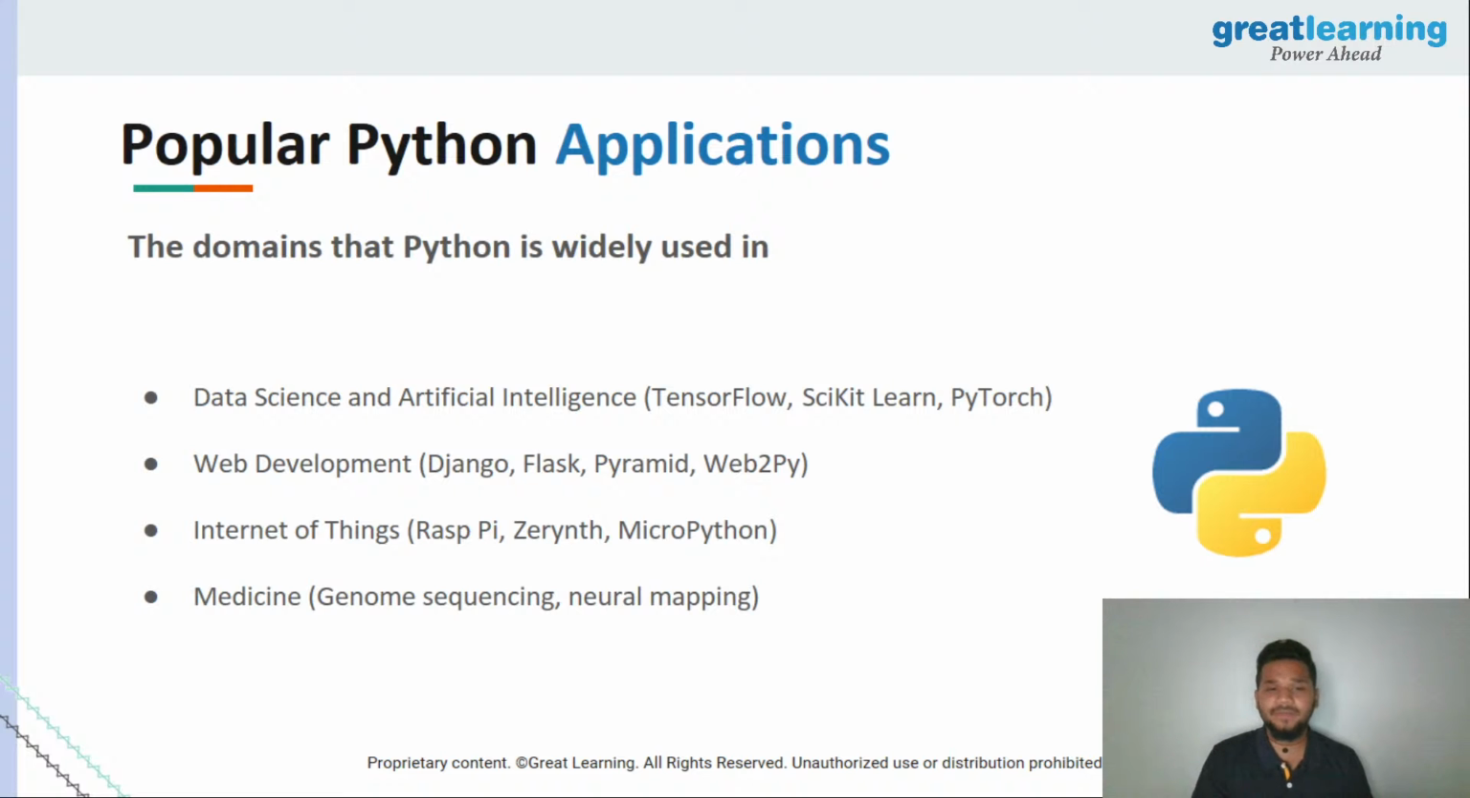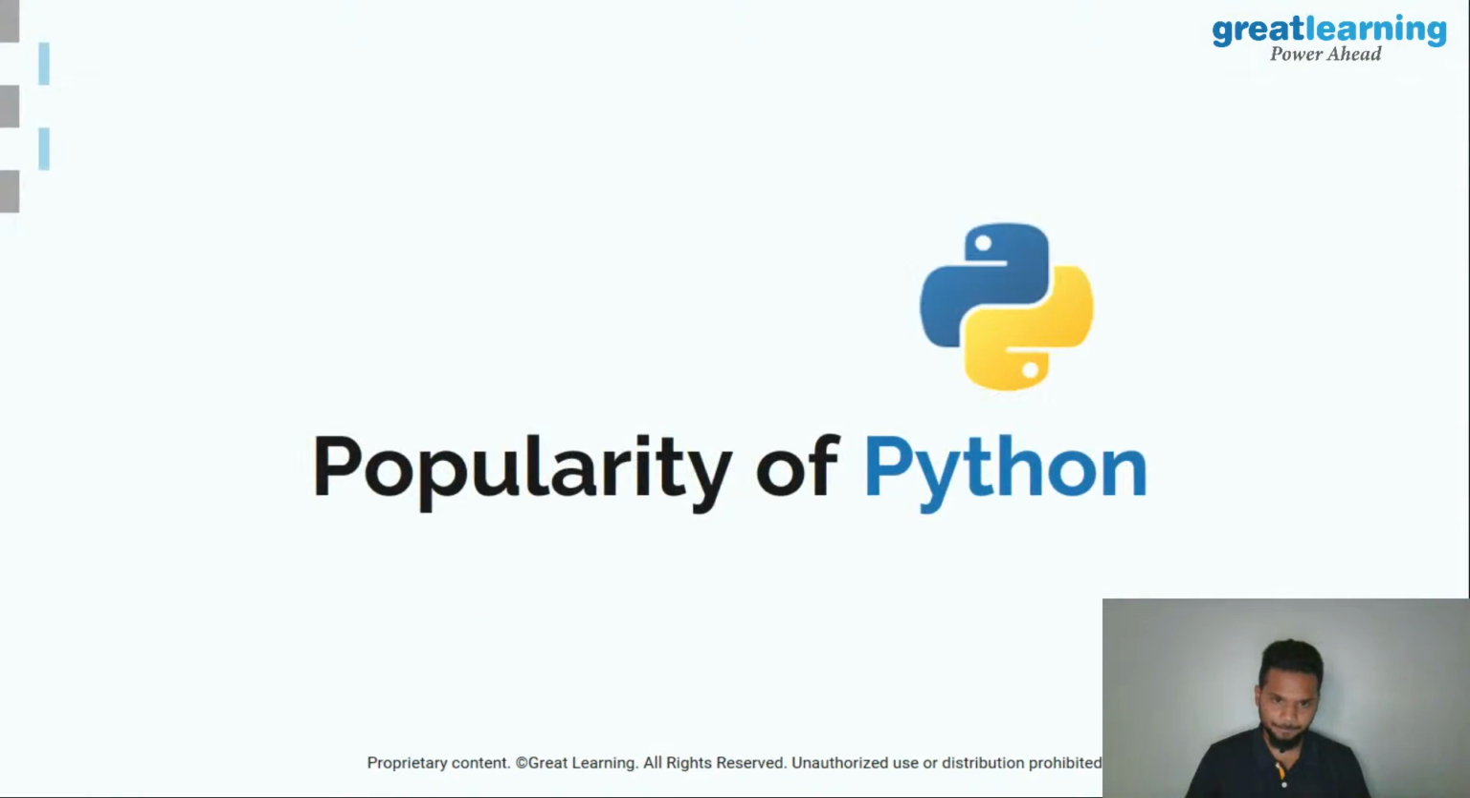And then you have web development. You can build websites. You can use Django, Flask, Pyramid, Web2Py, and a lot of these things. And then with IoT, you have Raspberry Pi, you have Xerenth, you have MicroPython, and a lot of these things as well. So you can see that Python is very, very popular with multiple different domains as well.